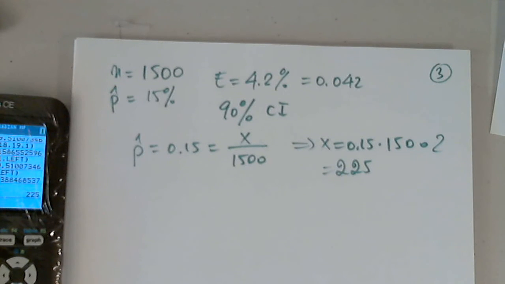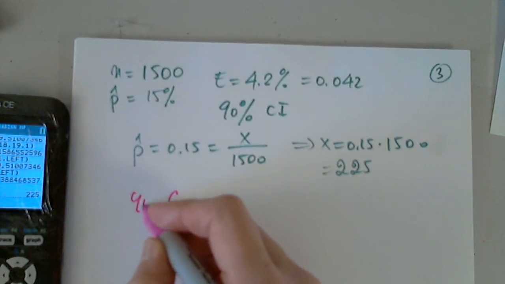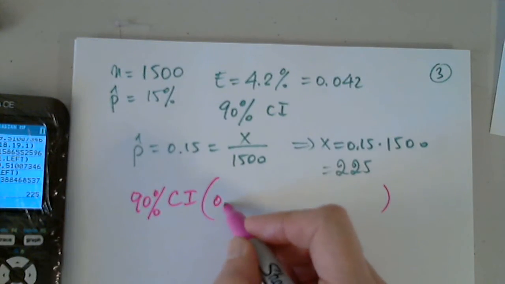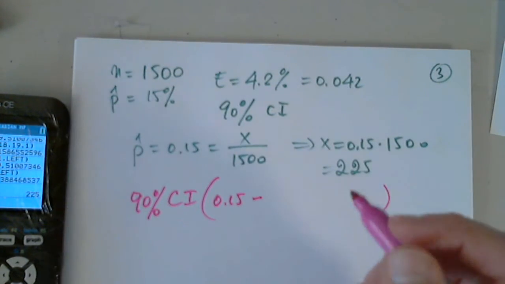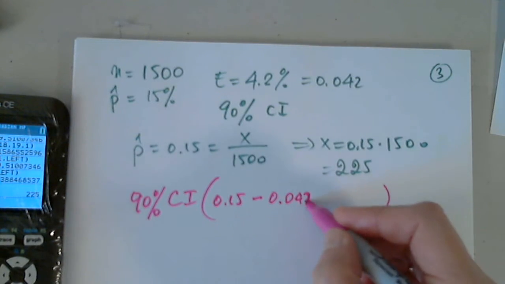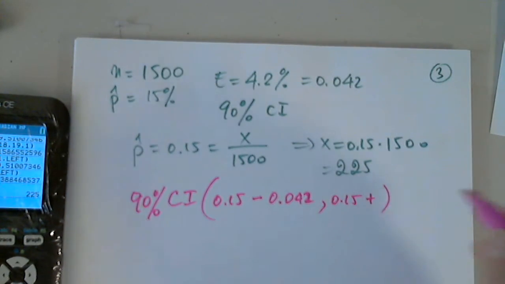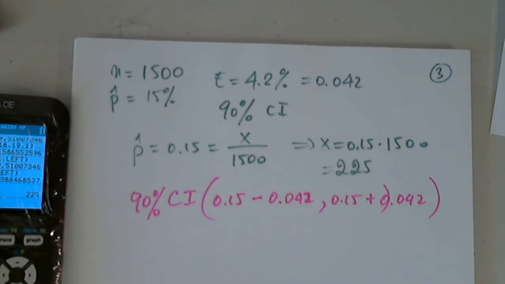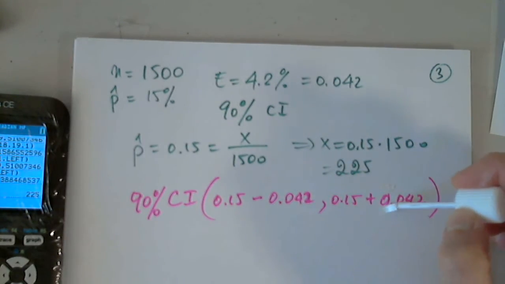Then the margin of error means that there is a confidence interval. The 90% confidence interval is P hat 0.15 minus the margin of error 0.042, comma, 0.15 plus the margin of error. And this is the 90% confidence interval. So I will calculate now and give you the exact interval.